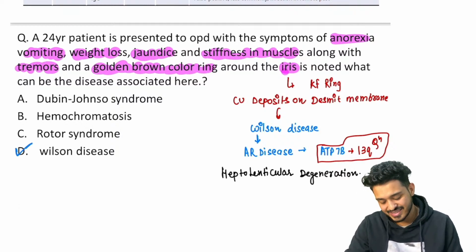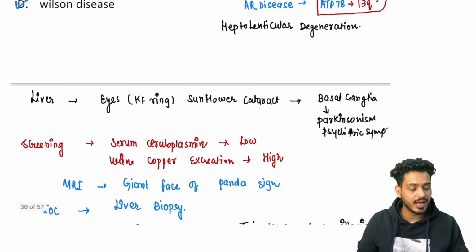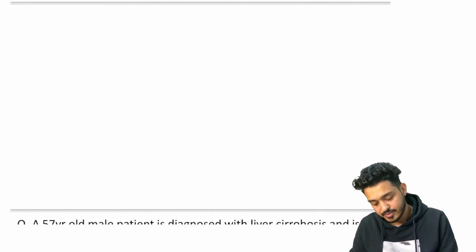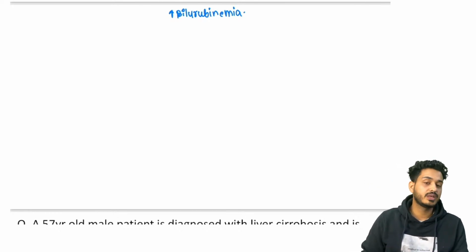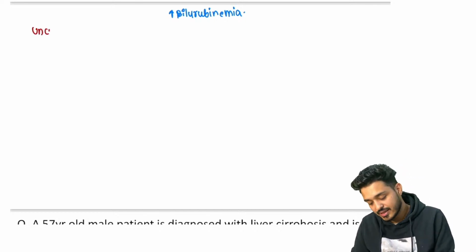Now we will be discussing about the Rotor and Dubin-Johnson. Okay, now we will be discussing about the hyperbilirubinemia, right? So let me make a table for it. So you are having hyperbilirubinemia. Let's make a short table about this, right? We are having two things. One is your conjugated disorder. One is your unconjugated disorders, right? So what comes under unconjugated?